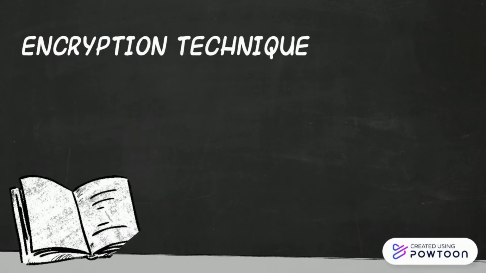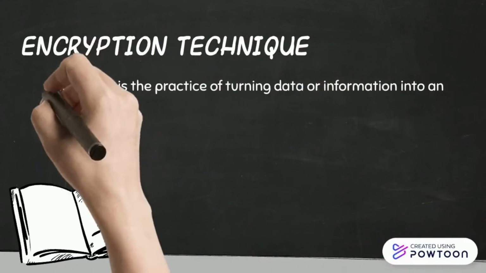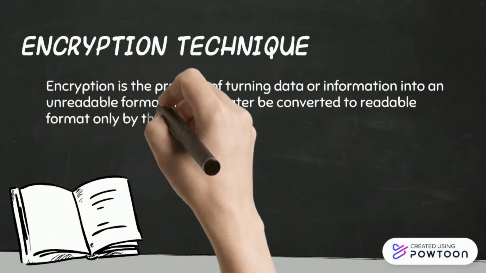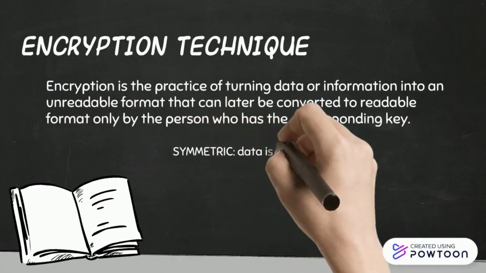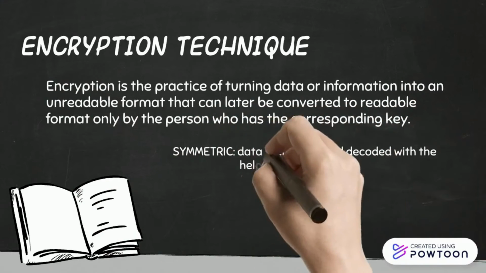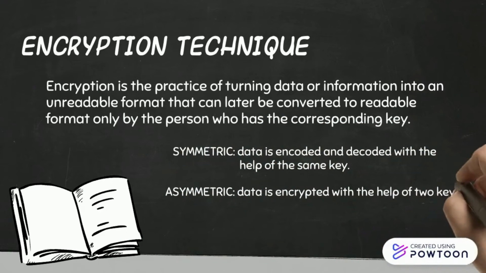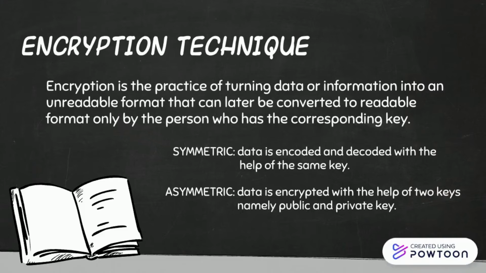On the other hand, encryption is the practice of turning data into an unreadable format that can later be converted to a readable format only by the person who has the corresponding key. It is a two-way function that helps you encrypt certain information to be decrypted and converted into a readable format later on. Symmetric: data is encoded and decoded with the help of some key. Asymmetric: data is encrypted with the help of two keys, namely a public and a private key.